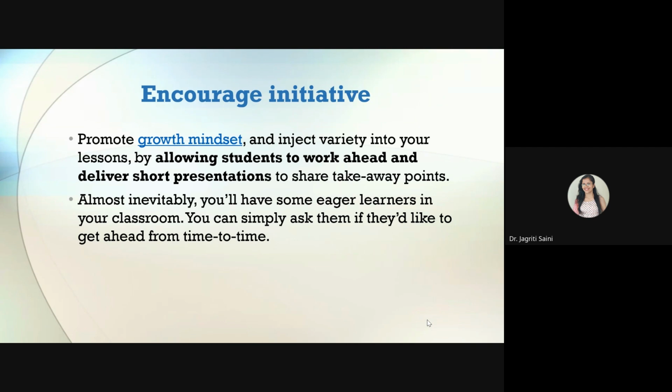You will observe that when you give your students an opportunity to speak up or give a certain presentation, they will feel that sense of responsibility, how they have to deliver, how effectively they have to engage.